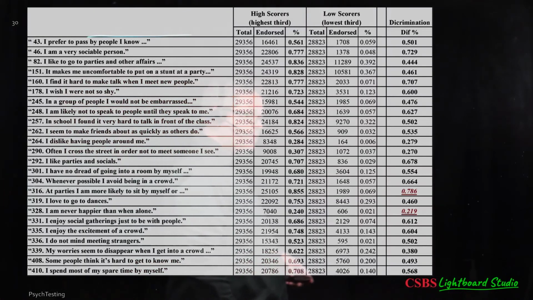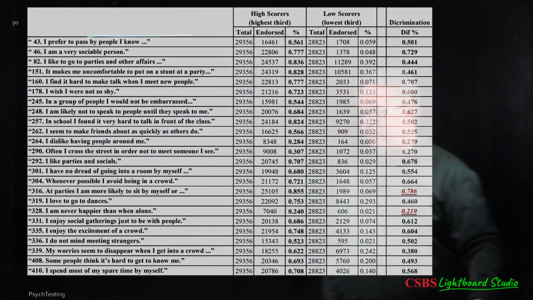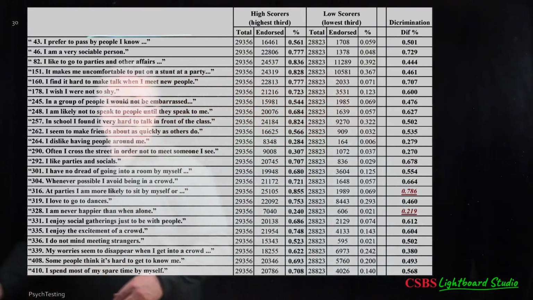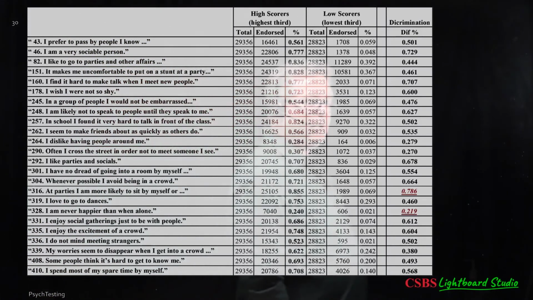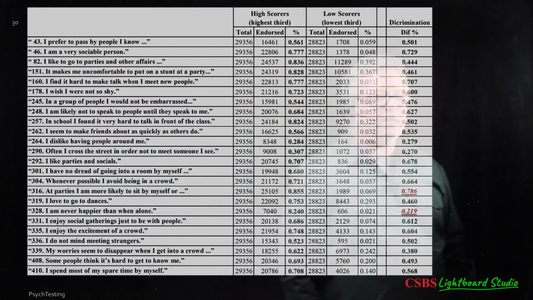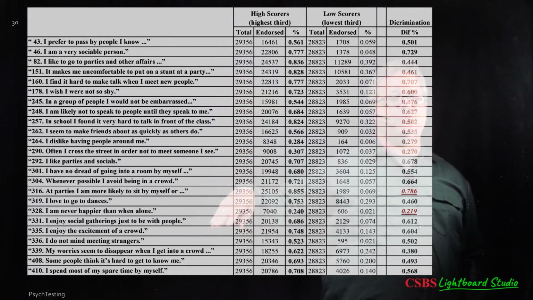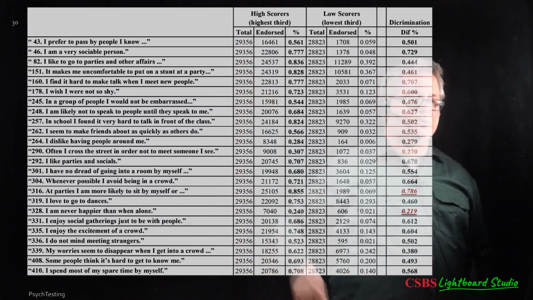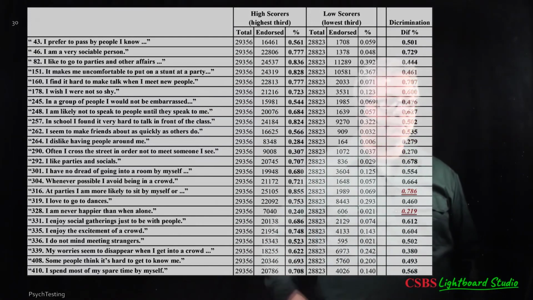So I just took a bunch of items from the MMPI. These are interesting. The MMPI has a lot of interesting questions, or statements, I should say. And these are all just yes/no endorsement items. So: I prefer to pass by people I know. I'm a very social person. I like to go to parties and other affairs. These are all from a scale that measures social skills or social ability, socialization, for people on the MMPI.